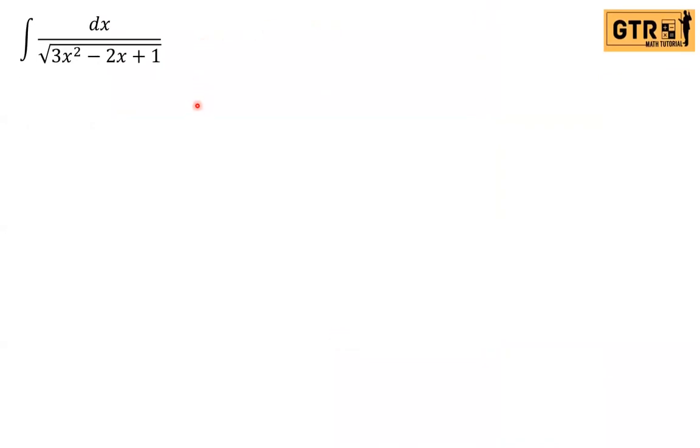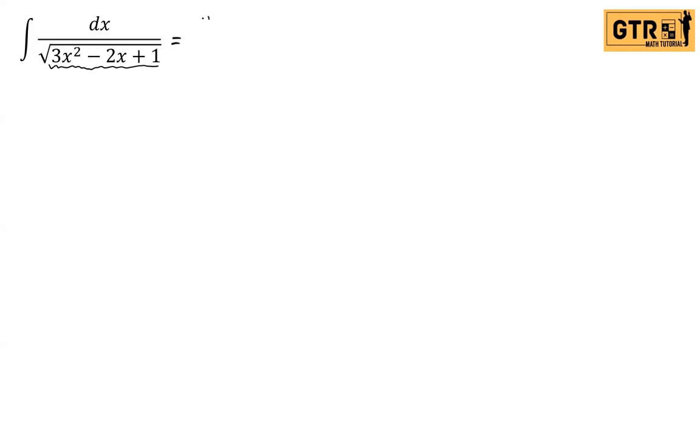Okay, so we have the integral of dx over the square root of 3x squared minus 2x plus 1. We have a quadratic expression in the denominator. We want to use the formula for the integral of du over the square root of u squared plus a squared. But as a first step, we need to resolve this by completing the square. So we will complete the square of this.